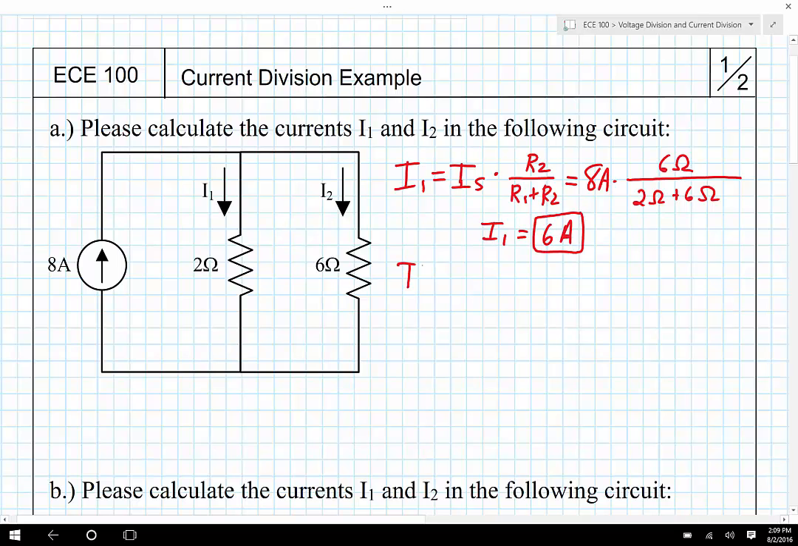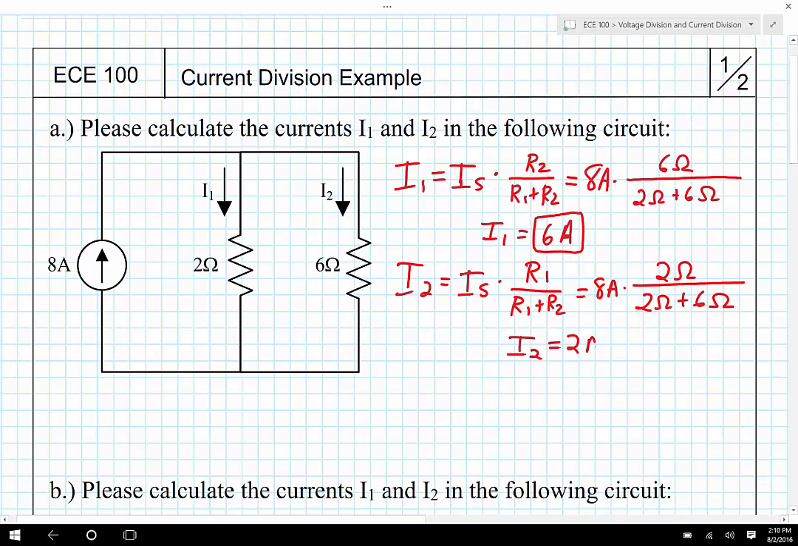And then I2 is I sub S times the other resistor R1 divided by R1 plus R2, which is 8 amps times R1 is 2 ohms, and this will be divided by 2 ohms plus 6 ohms, and therefore I2 is equal to 2 amps. 2 quick reality checks.